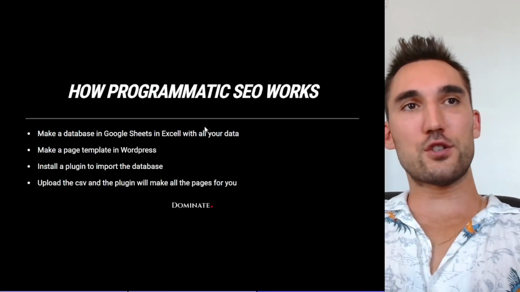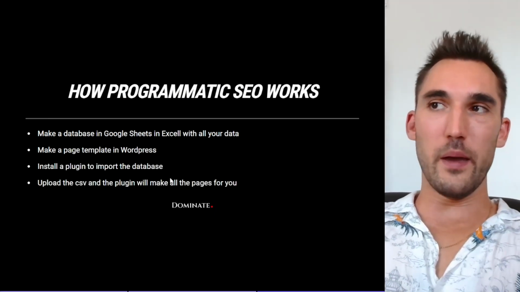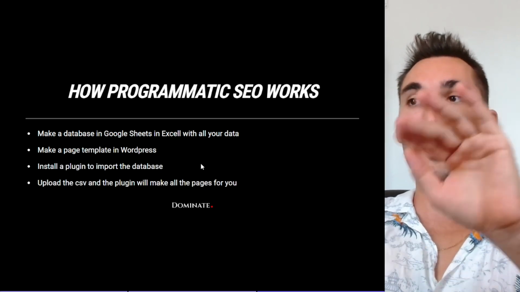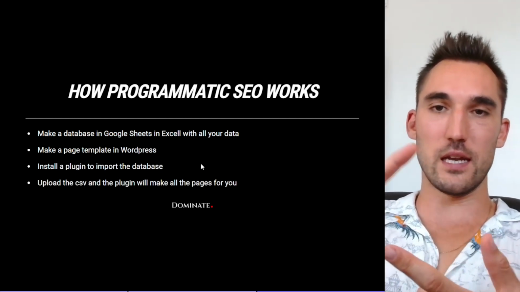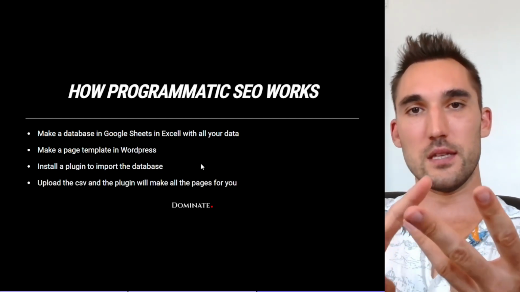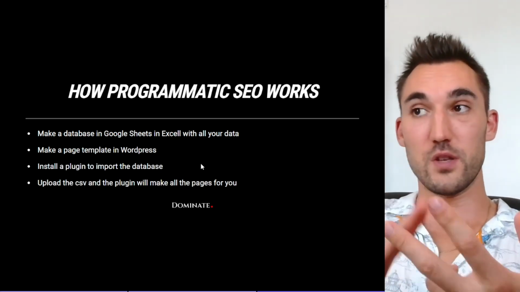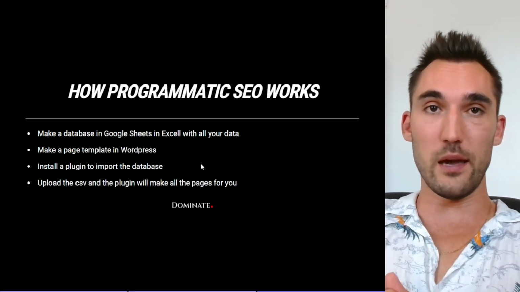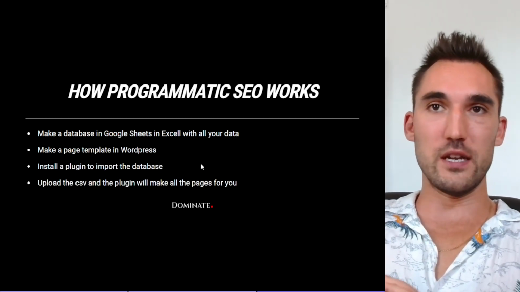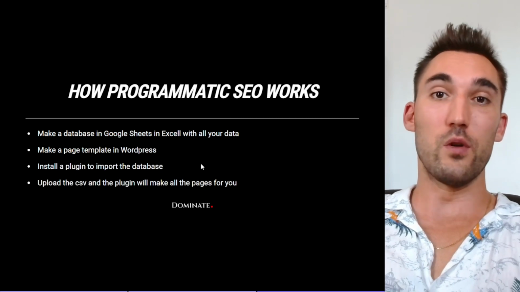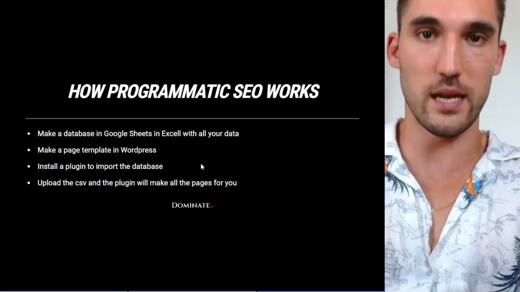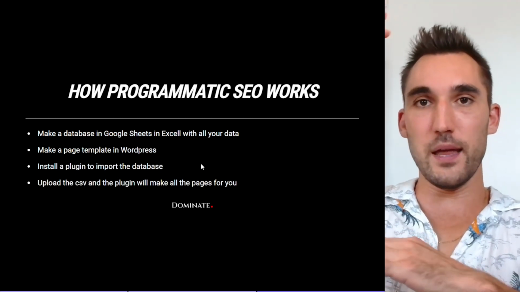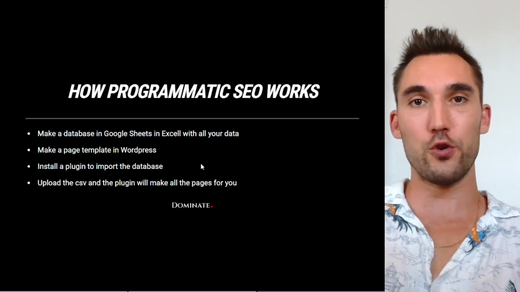Now, how it actually works. So what you do is you make a database in an Excel sheet or in Google Sheets with all the data you want to include on these pages. So things like the page title, the meta title, the description, H1s, H2s, the content itself, any images you want to include, etc. Depends how complex you want to get with this thing. And you make that all in the sheet. And you would have hundreds of rows with all the data in it. I'm going to show you an example in a second. And then you would make a page template in WordPress where it has the template and it'll just insert all that data for you when you upload the sheet.